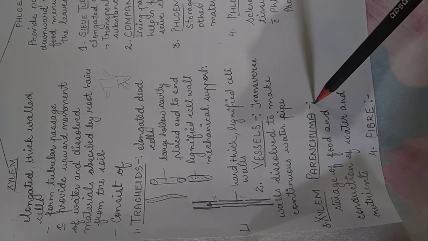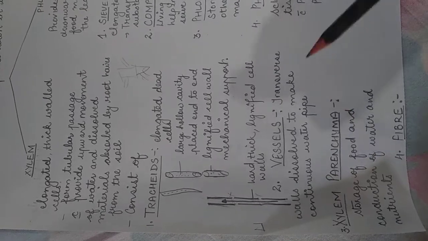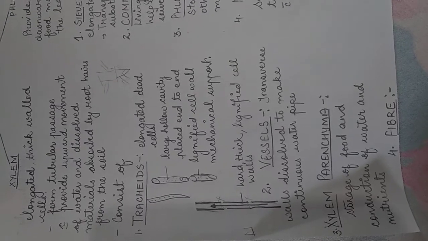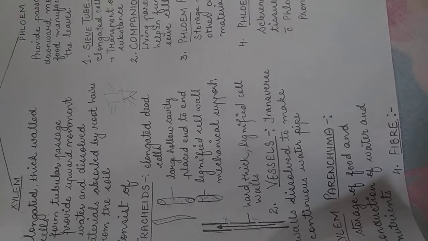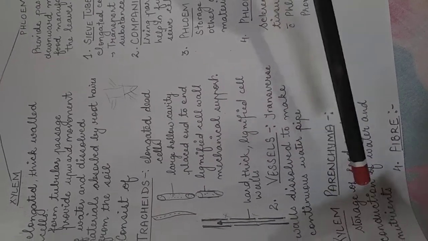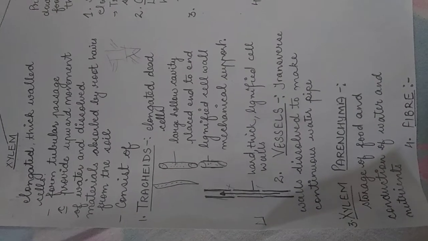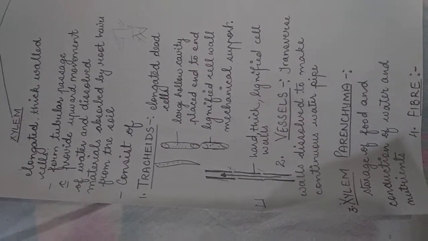The third component is xylem parenchyma. As we have discussed just now, what function do the parenchyma cells do? They do the function of storage of food and conduction of water and nutrients. Parenchyma cells have the function of storage of food material. When we talk about xylem parenchyma, along with the storage of food, they also help in the conduction of water and nutrients. The fourth component of xylem tissue is the xylem fibers. They are sclerenchymatous in nature and they are associated with the support to the xylem tissue.